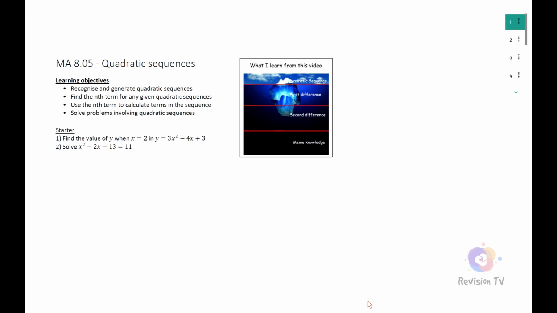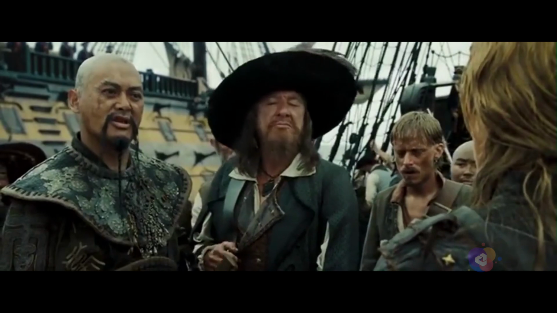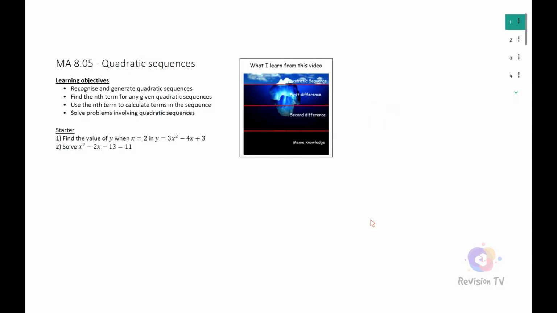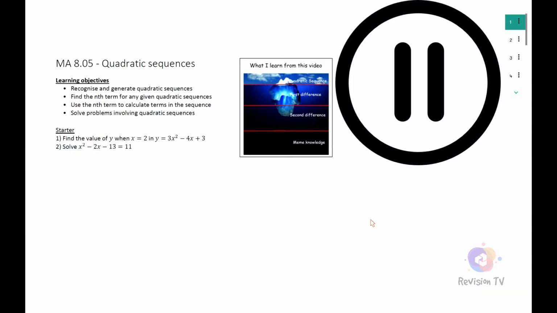Anyway, learning objectives. We're going to learn how to recognize and generate quadratic sequences. We're going to learn how to find the nth term, which is the most important thing. We're going to learn how to use the nth term to calculate terms. And we're going to solve problems using quadratic sequences. As a starter, would you like to have a go at questions 1 and 2? When you're ready for the answer, you can press play.